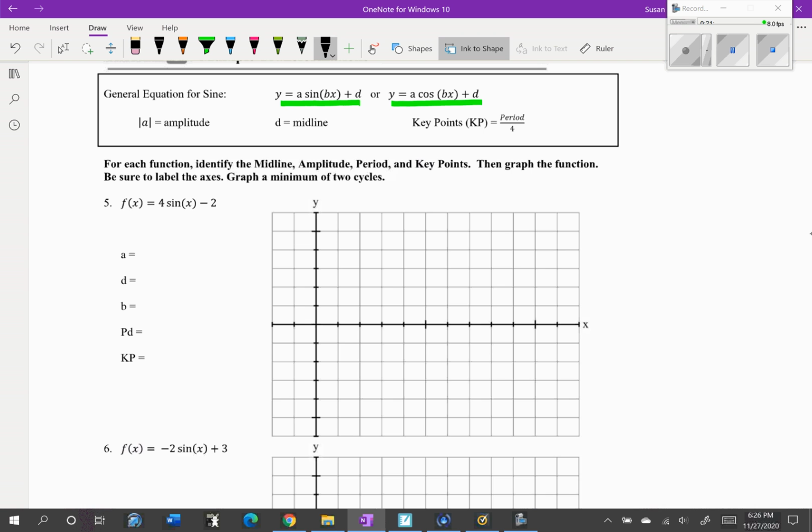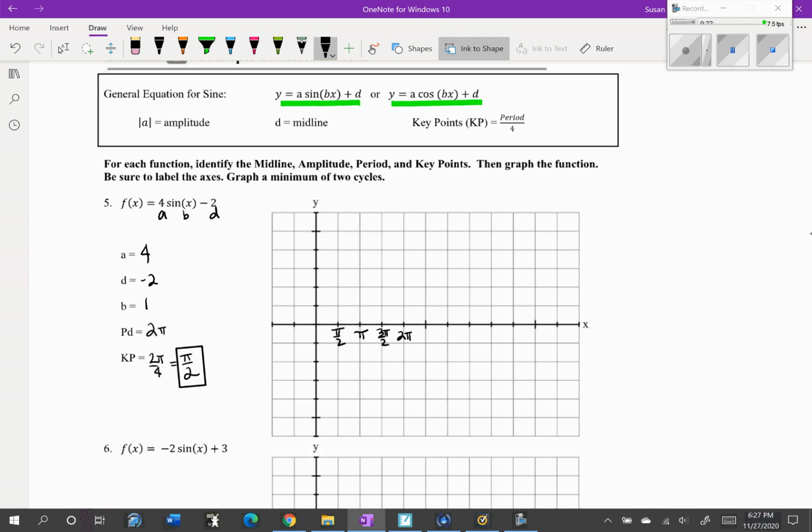So here, my A value would be here, my B value is here, and my D value is here. So A is 4, my D is -2. B, for right now, we're just going to use 1. We're going to change that later. So that means the period is 2 pi, and remember, the key points are the period divided in 4 equal parts. So for our purposes, for all of these graphs, it'll be pi over 2. Again, we're practicing this because it will be changing in the next section. So you're going to count by 1 pi over 2 on your graph. So 1 pi over 2, 2 pi over 2 is pi, 3 pi over 2, then you have 4 pi over 2, which is 2 pi.